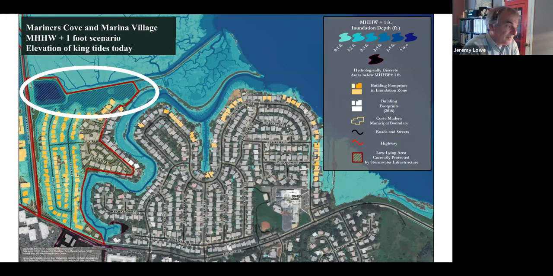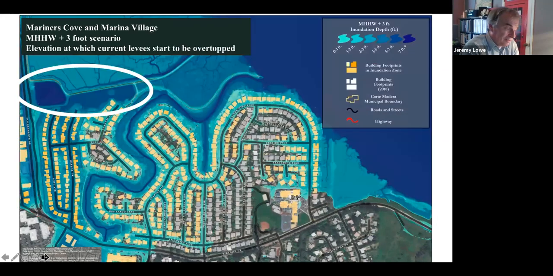Next slide, please. If we increase water level by 3 feet, this is about the elevation where things start to get interesting, because that's when things start to overtop on these levees. This is when the levees around Corte Madera would start to be overtopped, and the houses in both Marina Village and Marina Cove could be subject to inundation. You can see a much larger area being inundated.